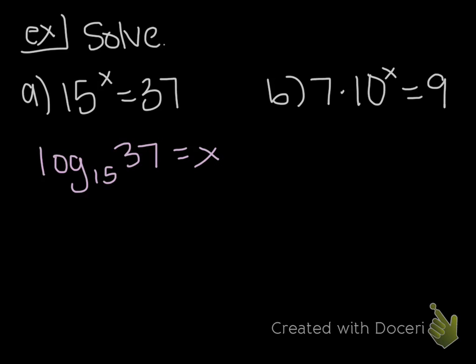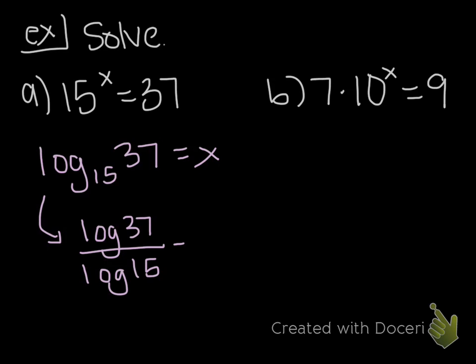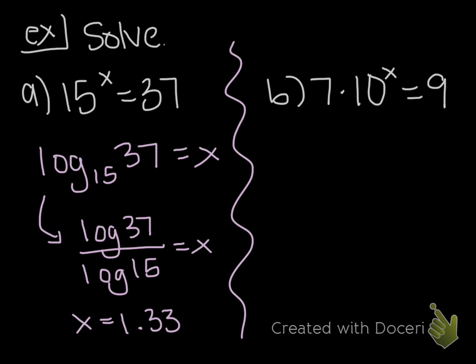And again, your calculators are base 10. I don't recommend you using your cell phone. You should use Desmos. And when you type this in the calculator, we have to do change of base. So I will type this as log 37 divided by log 15. And when you do that, you're going to get x equals 1.33. So definitely go to Desmos and try typing it. Make sure you get 1.33.